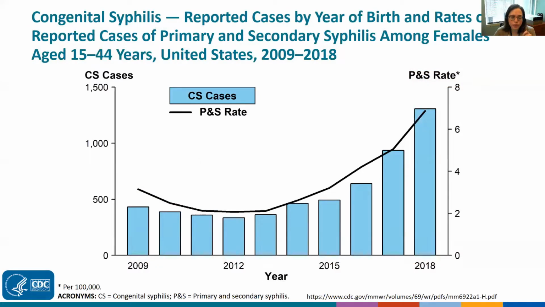Now, a recent disturbing trend here in the U.S. is the increase in the number of congenital syphilis cases, which goes hand in hand with an increase in reported cases, not surprisingly, of primary and secondary syphilis among women aged 15 to 44 years, as indicated here in this graph by the black arrow. And a recent CDC publication, which I have put here the link, suggests that half of United States cases of congenital syphilis in 2018 occurred because of two reasons. One is gaps in testing or lack of timely prenatal care.